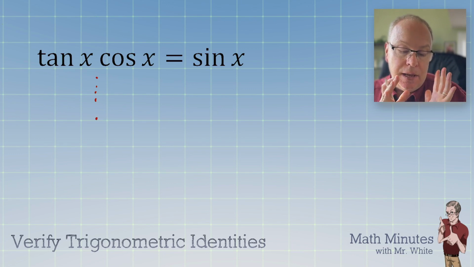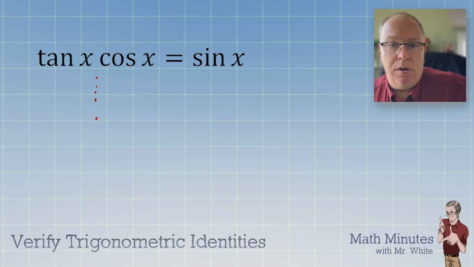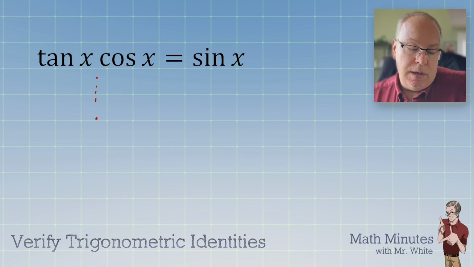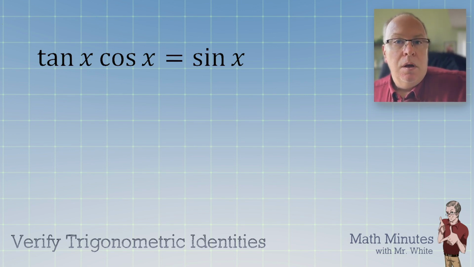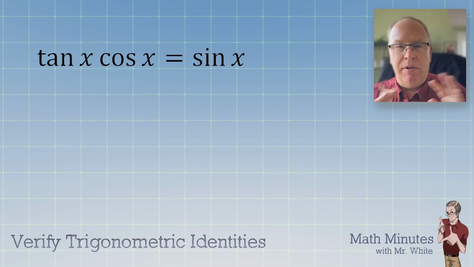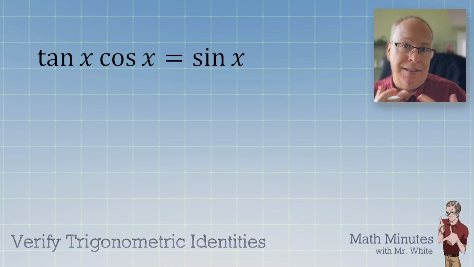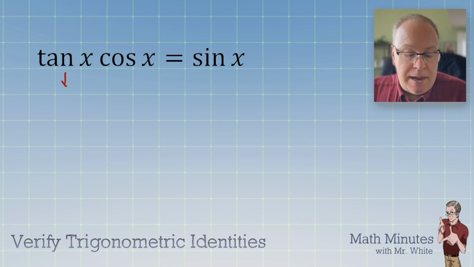So let's go ahead and dig in here. We're just going to work the left side and turn it into sine, and then we'll be able to say, yeah, we've proven what we set out to prove. So what could we do here? One strategy, and you saw this when you were simplifying, is just convert everything to sines and cosines and then see where things fall.